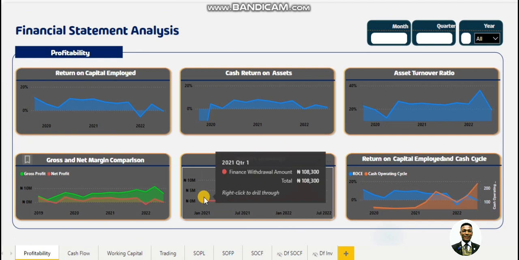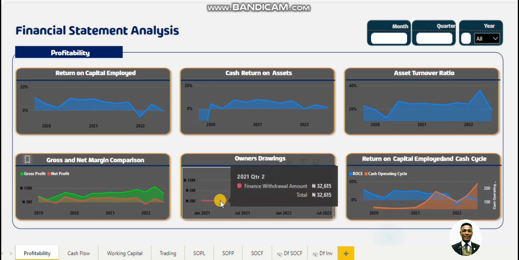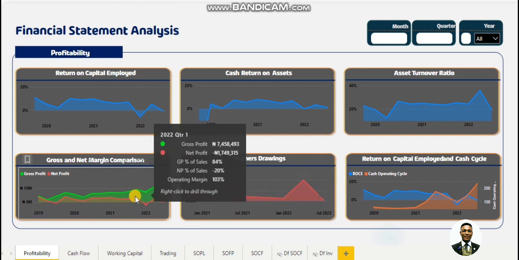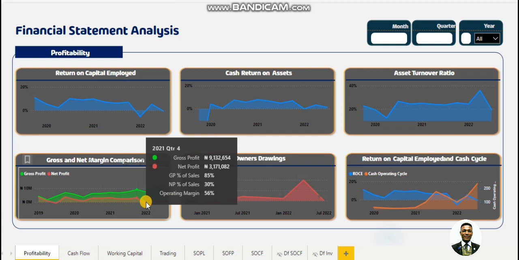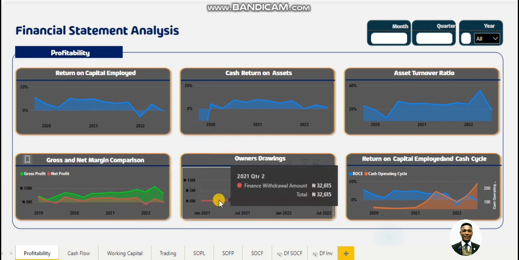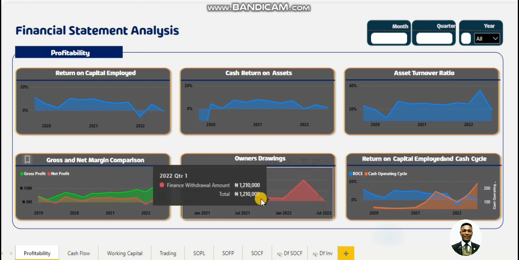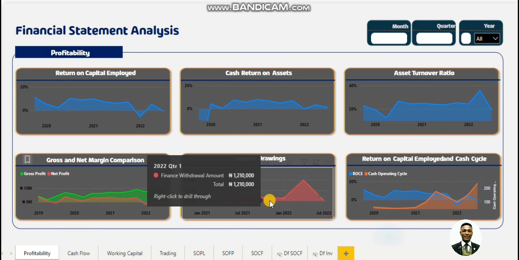the owner's drawing was around 108,000 and was very low, so to speak, because compared to the amount of revenue or cash it is generating, and the net profits we've experienced in the past, it was always low in terms of its proportion. The owners are taking out money for personal and other non-business use.